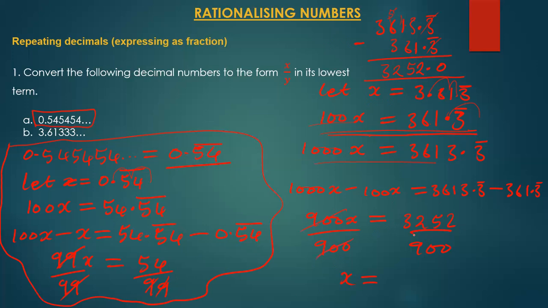And this side, we can find a number that can go into both 3,252 and 900. So when you reduce this to its lowest term, you get something like 271, and then the denominator of that. So you get 75 as the denominator there.